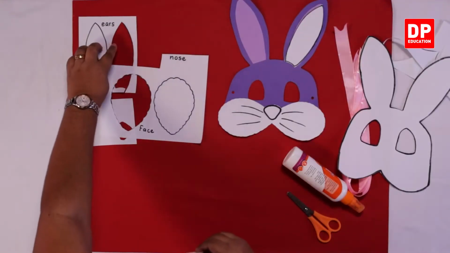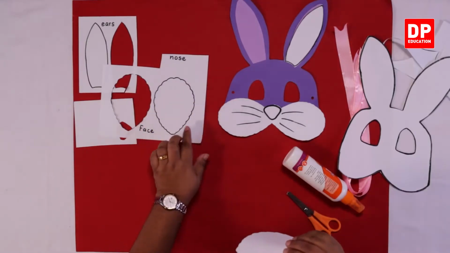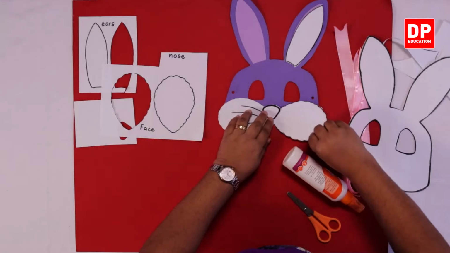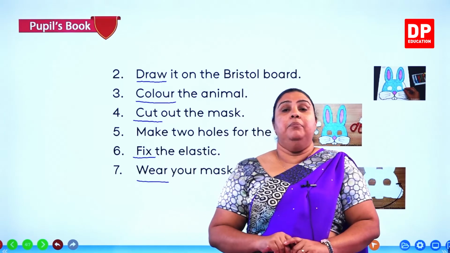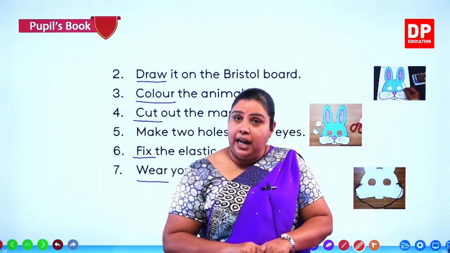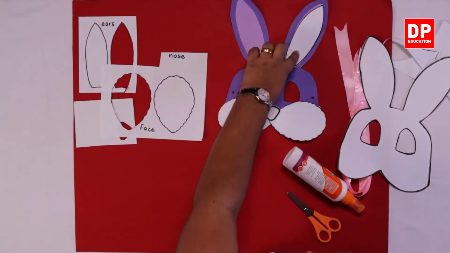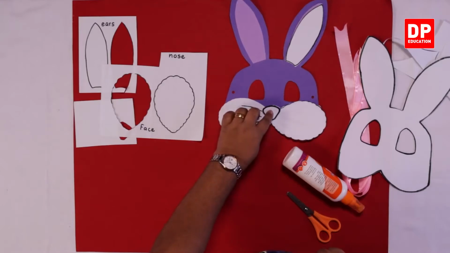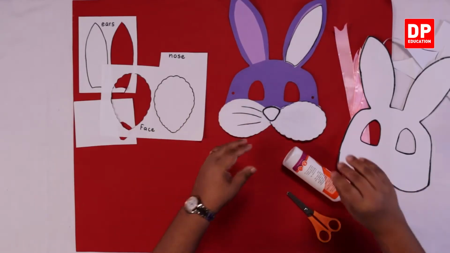Now I have cut one part of the ear and one part of the face. So we are going to keep it like this, right? So because I want you to do it using colored paper, you can cut out the face and the ear and the nose in any different color of your choice.